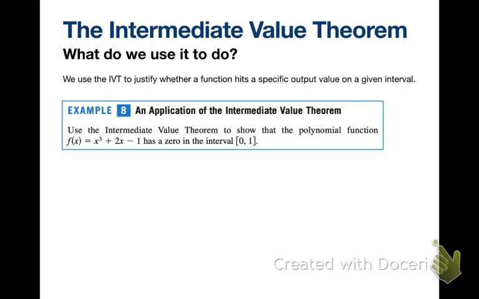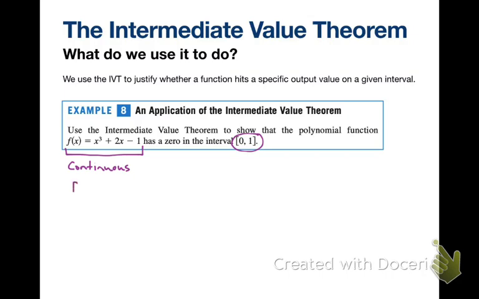Use the intermediate value theorem to show that the polynomial function f of x has a 0 on the interval from 0 to 1. First of all, making sure that the intermediate value theorem actually applies here. A polynomial function such as this is continuous everywhere. So we can apply the intermediate value theorem everywhere, more specifically for this problem on the interval from 0 to 1. So then what we have to do is we've got to check out those endpoints.